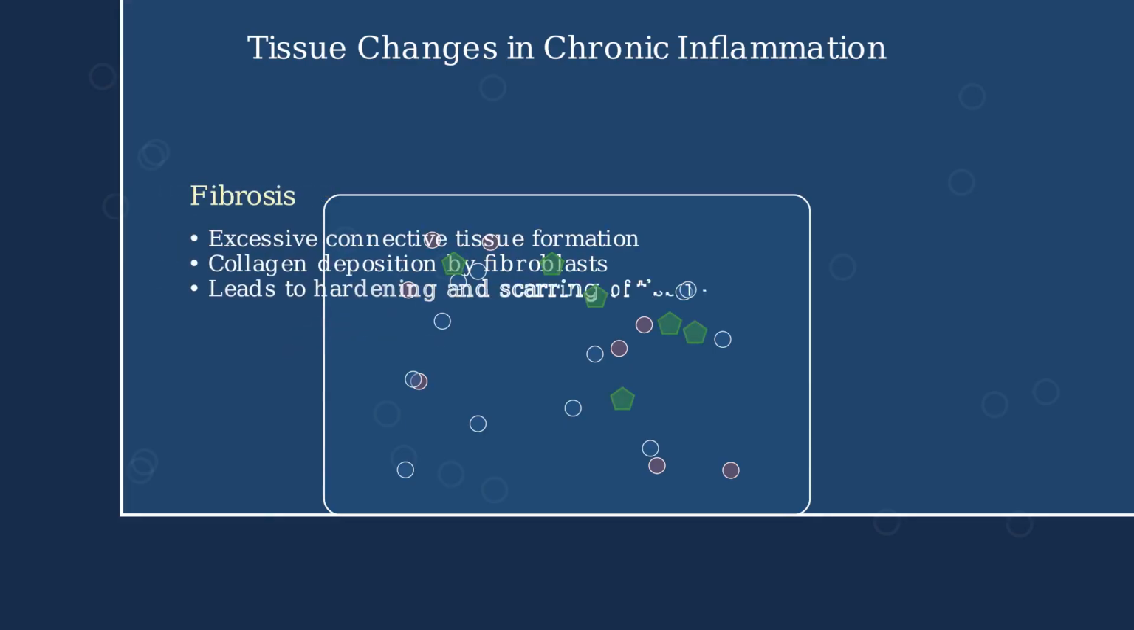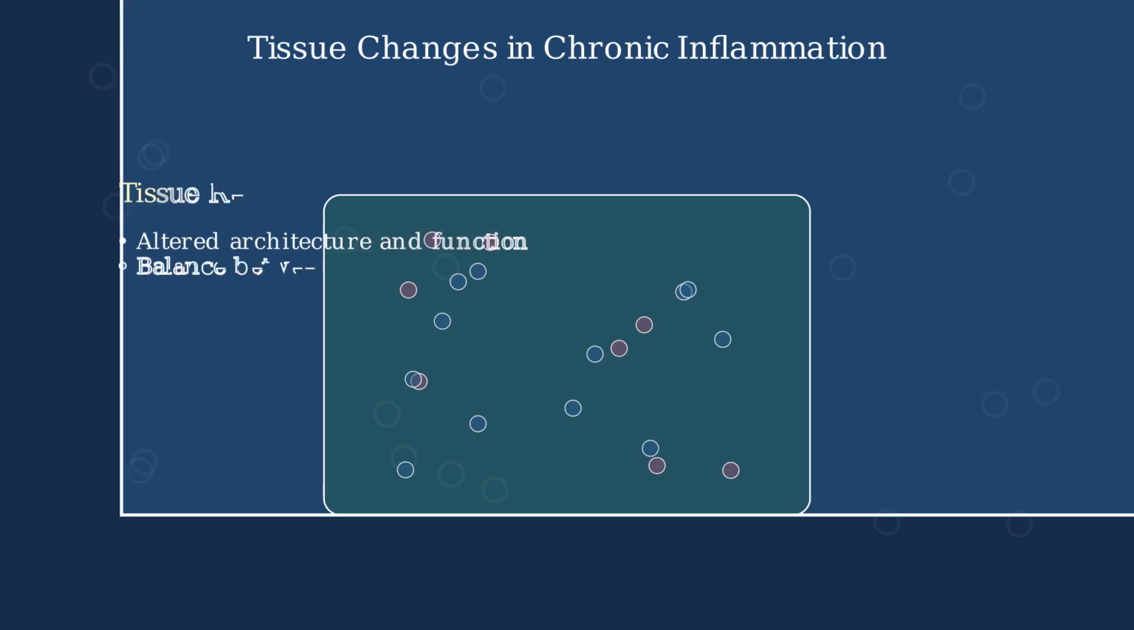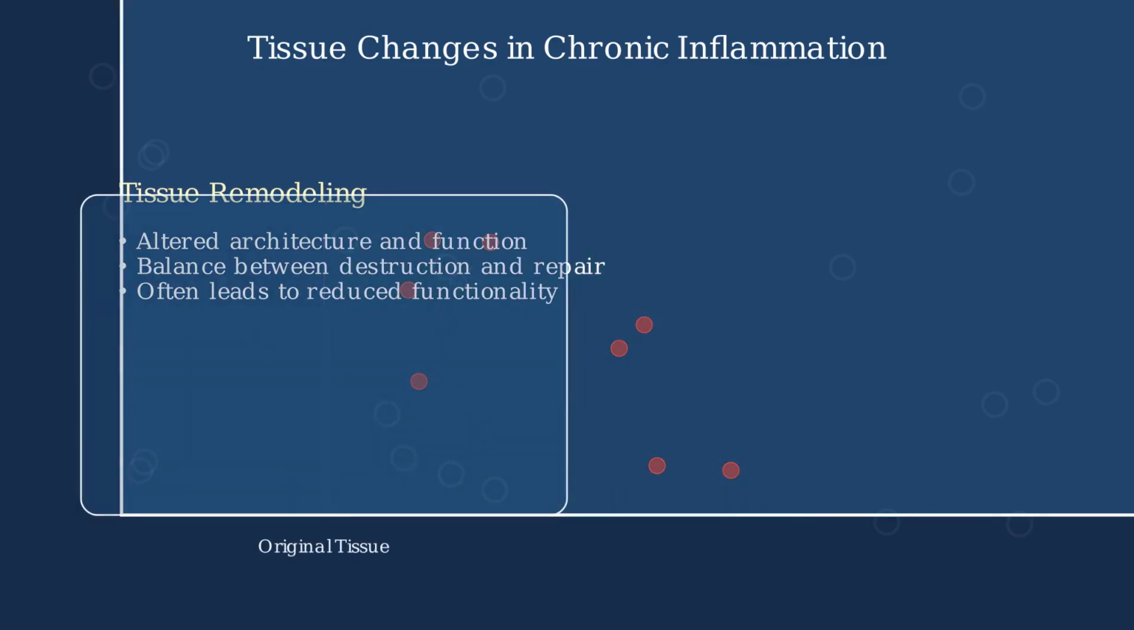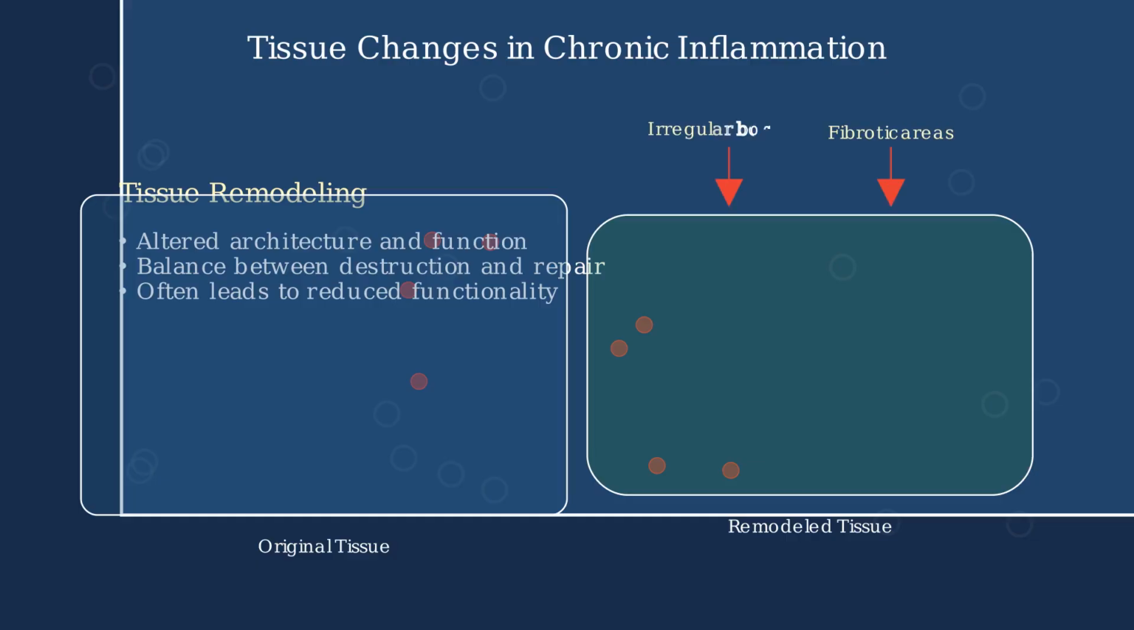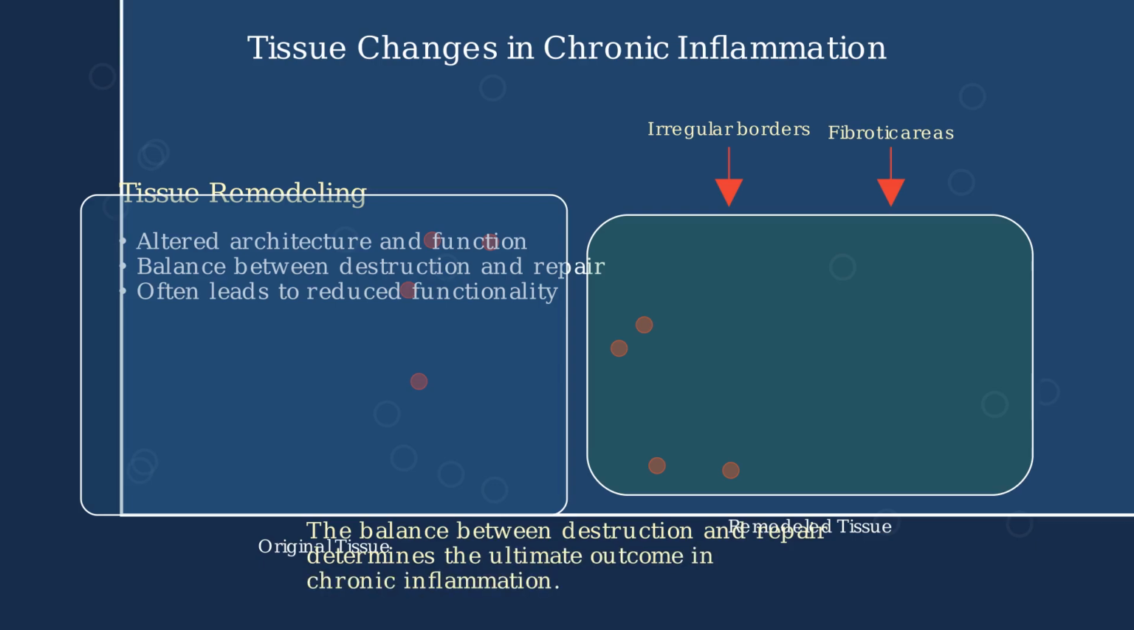Fibrosis occurs when there is excessive connective tissue formation. Fibroblasts deposit collagen, causing hardening and scarring of the tissue. Tissue remodeling results in altered architecture and function. The balance between destruction and repair determines the ultimate outcome, often leading to reduced functionality. The ultimate outcome of these tissue changes depends on the balance between destructive processes and repair mechanisms. This balance determines whether organ function can be preserved or will be progressively lost.